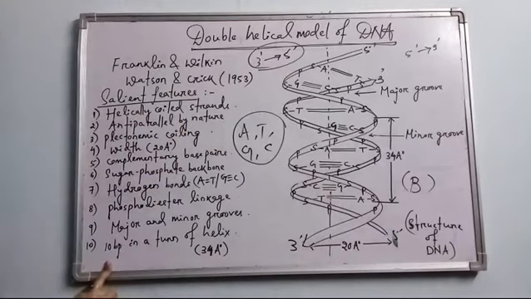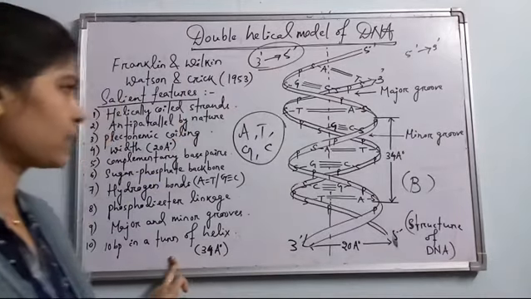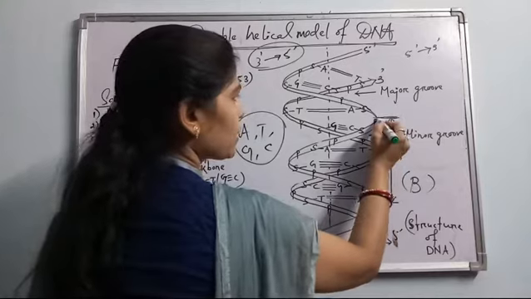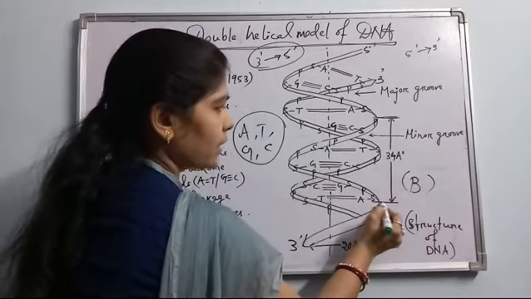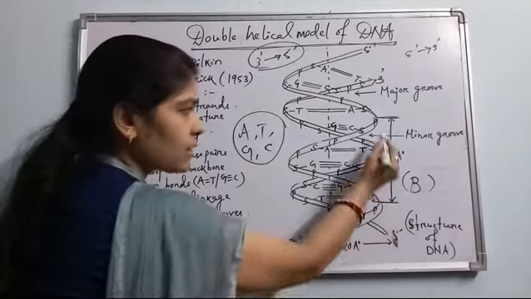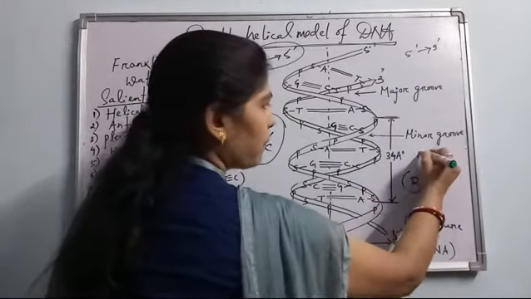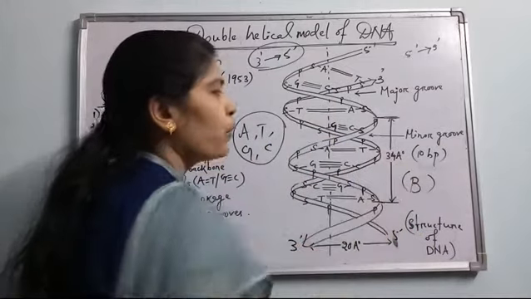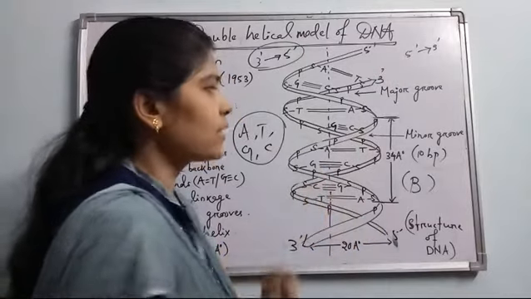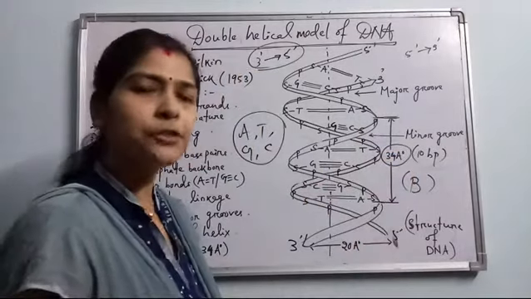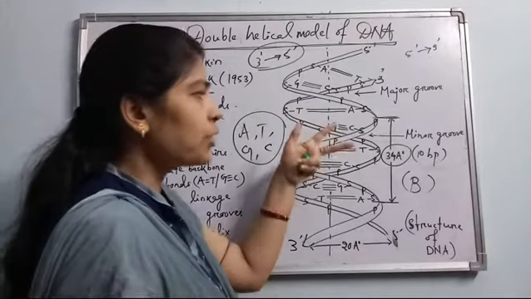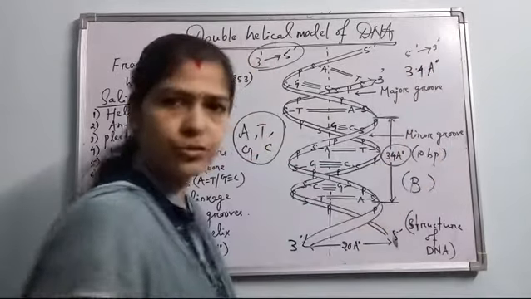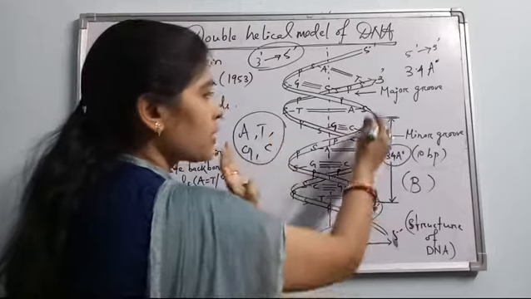Then the last one, 10 base pairs in a single turn of the helix. What is a single turn? Let's discuss. This is a single turn, starting from here and ending here. In this single turn of the helix, exactly 10 base pairs are present, ATGC, likewise. And what is the length of this single turn of the helix? It is 34 angstrom. That means the consecutive base pair distance is 3.4 angstrom. So 10 base pairs are present in a single turn of the helix.